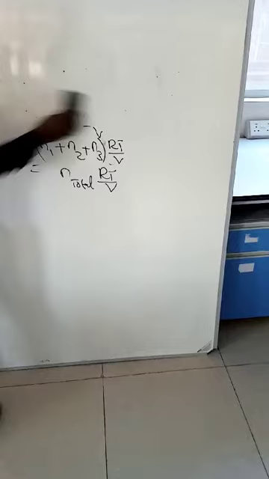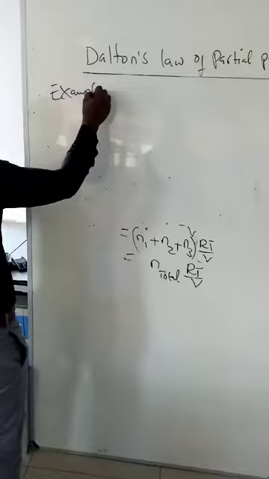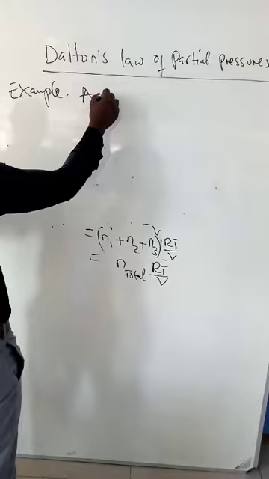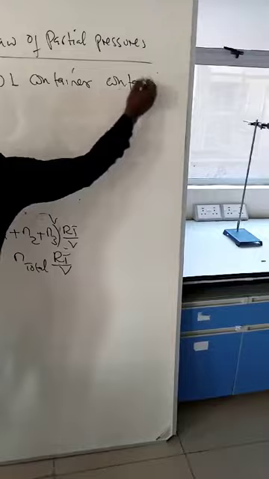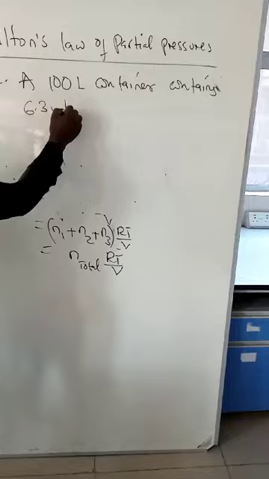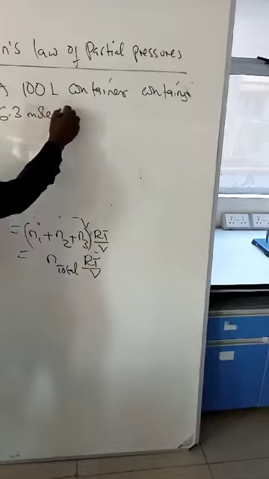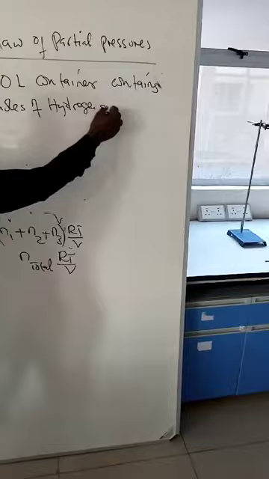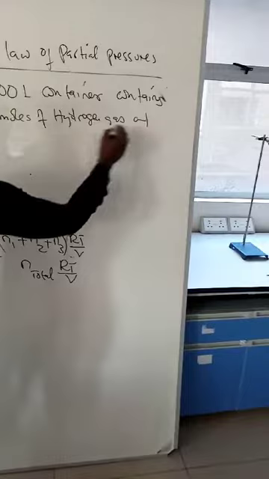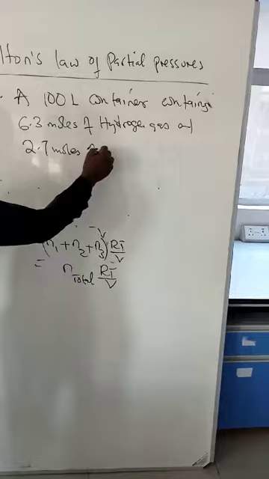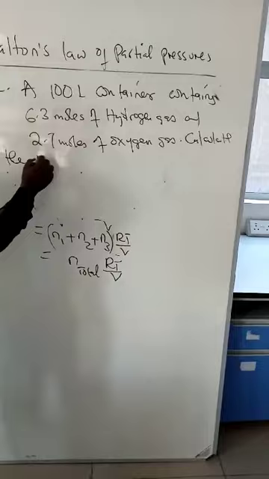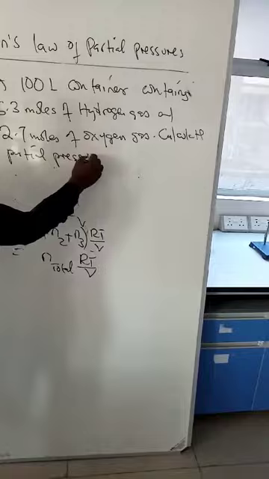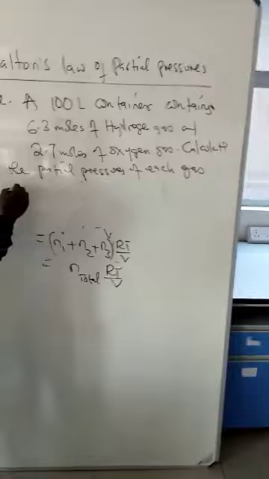So we can look at an example, to see how we can calculate. A 100 liter container contains 6.3 moles of hydrogen gas and 2.7 moles of oxygen gas. Calculate the partial pressures of each gas and the total pressure.